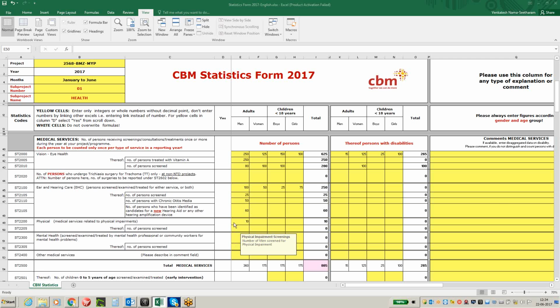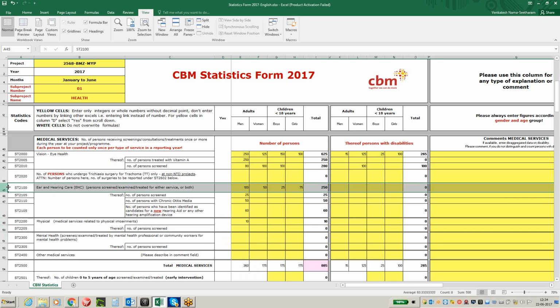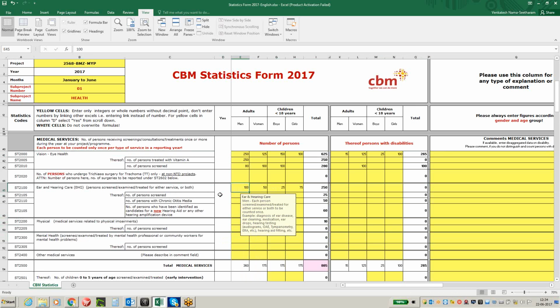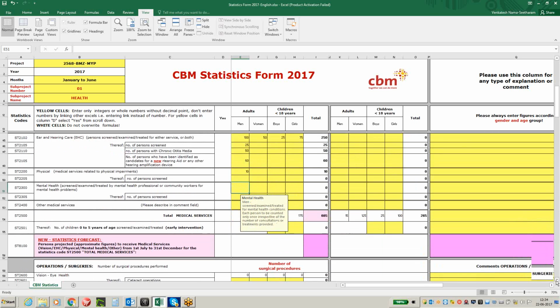So the same logic applies to physical, and the same logic applies to mental health. The first lines that you see here are the total number of persons, and wherever you see a thereof code, it is a thereof code for the total number, right? Okay, there are no more questions.